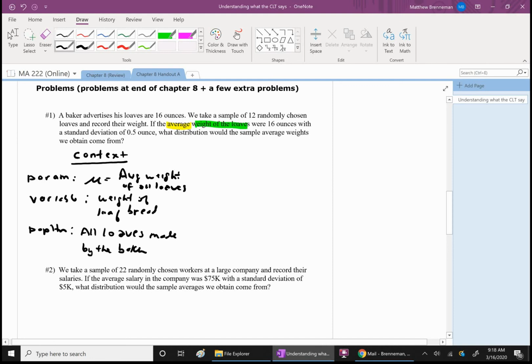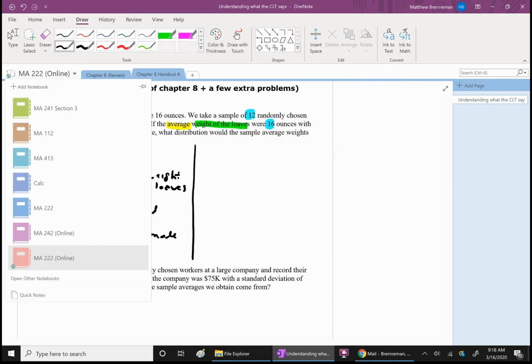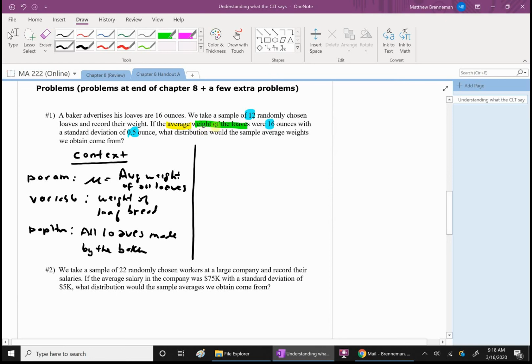Now what I want to do is try to figure out what all these numbers mean. I'm going to try to take the problem apart here. And so if I look at the various numbers in this problem, I see 12, 16, and 0.5. And if I look at 12, I can tell that this is going to be the sample size. Right, we take a sample of 12 randomly chosen loaves.